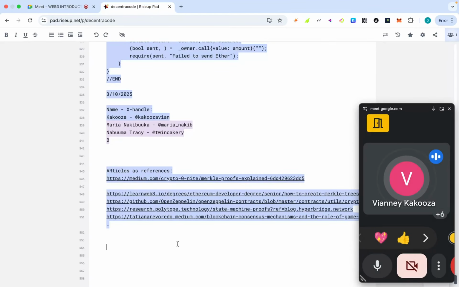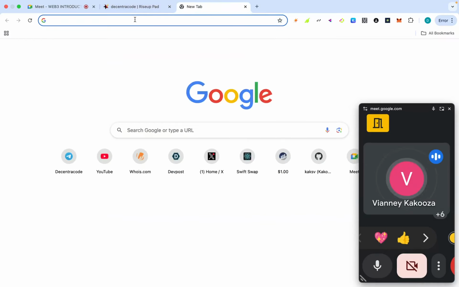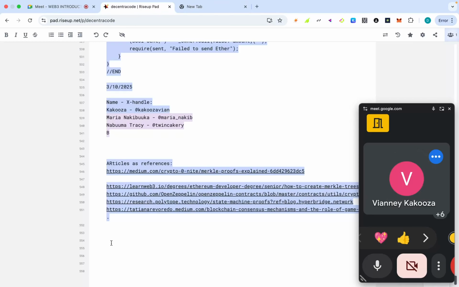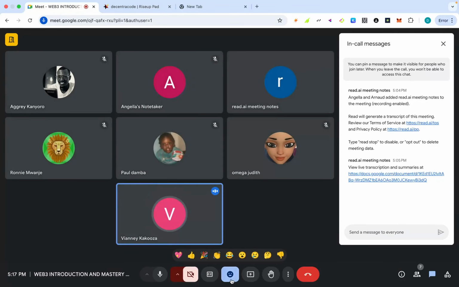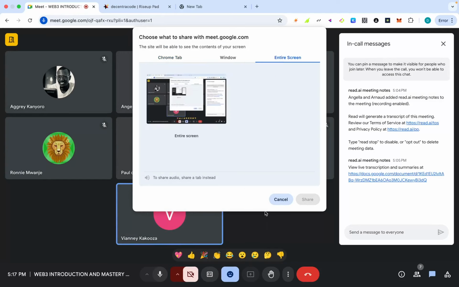By the way, I'm going to be typing most of the concepts in the Rise Up pad that we have, the Decentral Code Rise Up pad. Let me just share my screen now. Mwanje, you gave us some feedback. What is a layer 2 scaling solution in your own words?